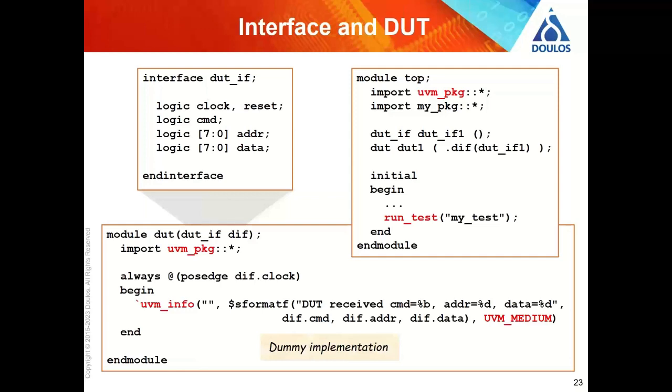Okay, so inside our device under test now, we're going to change where we print our message. So now we're printing a message in the device under test, which is going to print out the values of those pins. And it's going to do that every time there's a positive clock. Okay, so that's what we're doing.